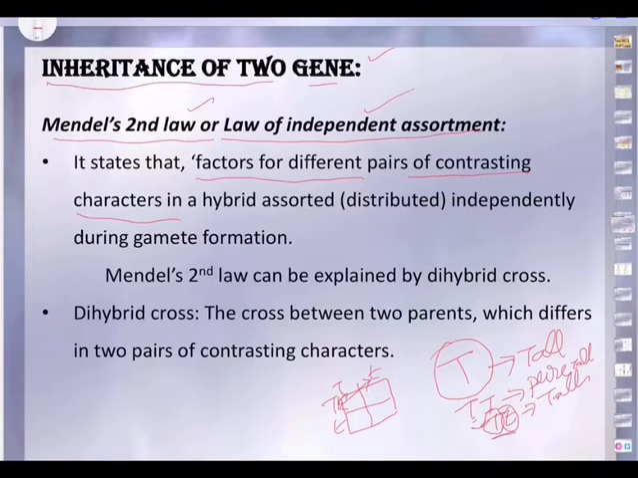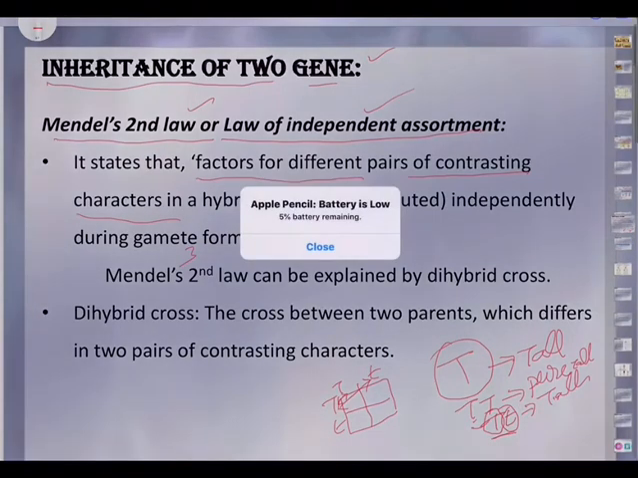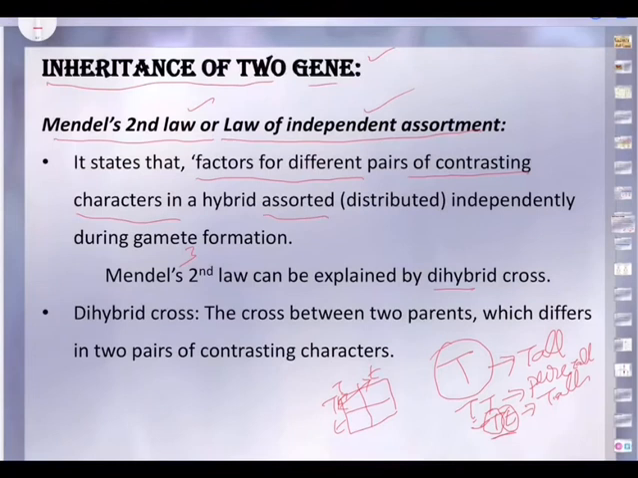So, the law of independent assortment states that factors for different pairs of contrasting characters, and what are contrasting characters? Like tallness of the plant or length of the plant, the contrasting characters are tallness and dwarfism, in a hybrid, assort, that is, are distributed independently during gamete formation. So Mendel's law, of course we consider it the third law, can be explained by the dihybrid cross. We call it the third law because the first law is the law of dominance, the second law is the law of segregation, and the third law is the law of independent assortment.